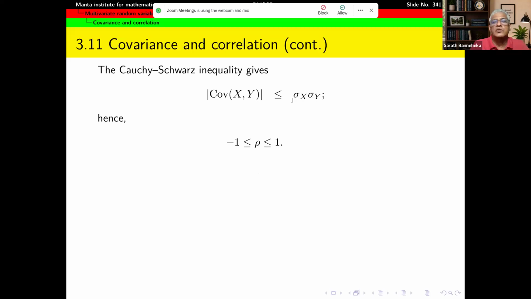Covariance is less than or equal to the product, and therefore when you divide by that, here we are talking about absolute value because covariance can be negative also. So the absolute value is always less than or equal to the product of these two quantities, which are always positive, right? So this will imply that when you divide by these things, the absolute value of the correlation will be less than or equal to +1. So therefore, the correlation coefficient is between -1 and +1.